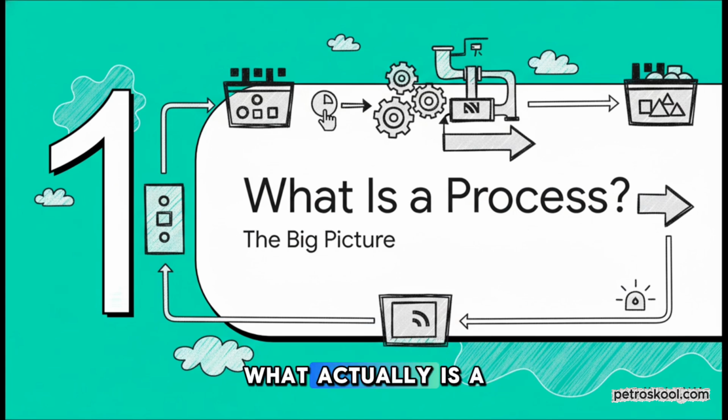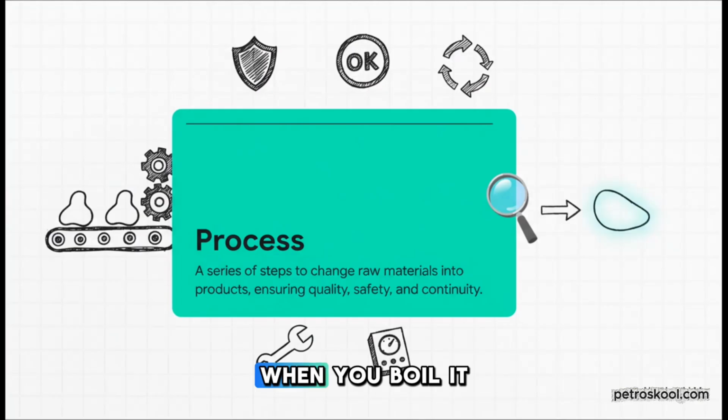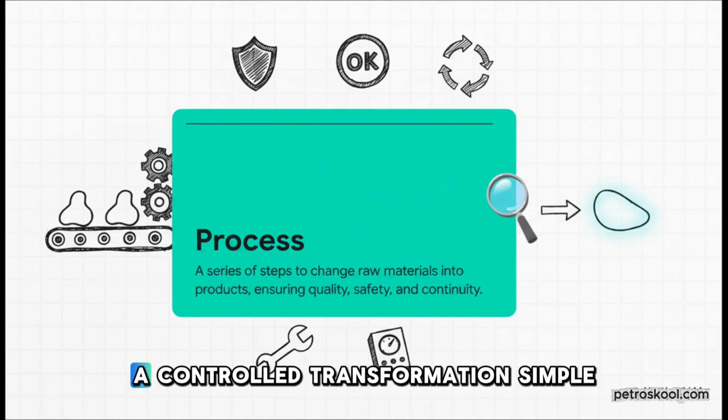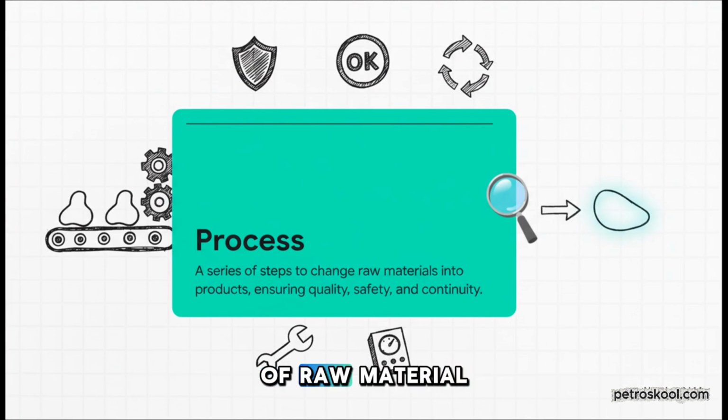So what actually is a process? When you boil it all down, a process is just a controlled transformation. Simple, right? You're taking some kind of raw material, putting it through a series of steps, and turning it into a valuable product. But making that happen with the right quality, day in and day out, safely and without stopping, well, that takes control. And you, the operator, are the one managing that control.